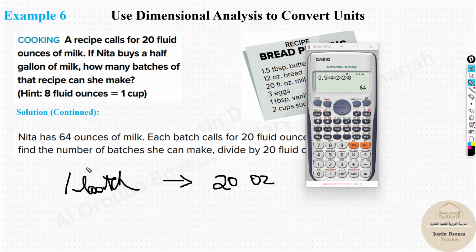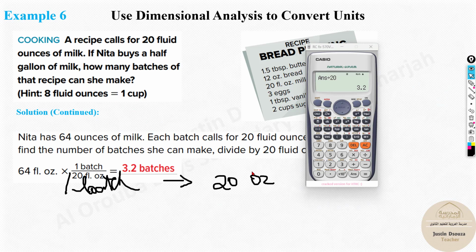Less. In the last section we had gallons, which would become more, but now ounces will become less. See, 20 ounces is only one batch. So 64 ounces divided by 20 will give you 3.2 batches. So you can do 3.2 batches. Like in this one recipe you need 20 fluid ounces. So you should take like that only, 3.2. Basically she can do 3 full batches, and 3.2 is the total, that's it.